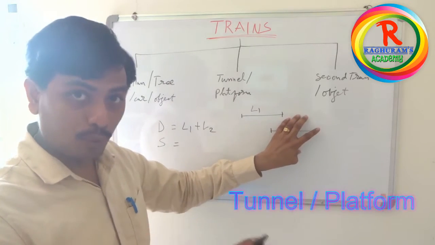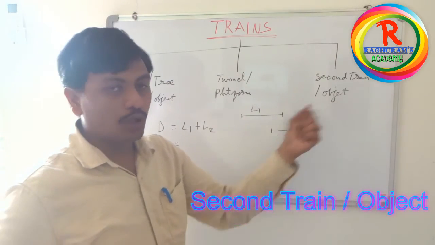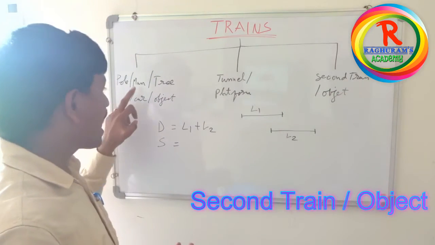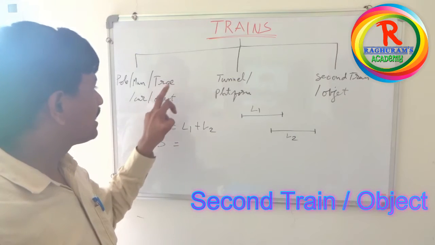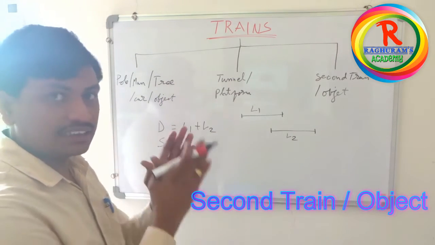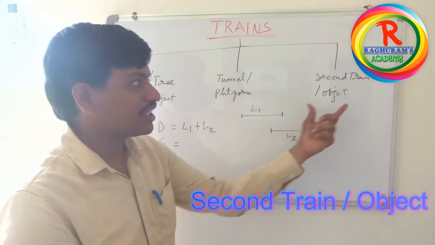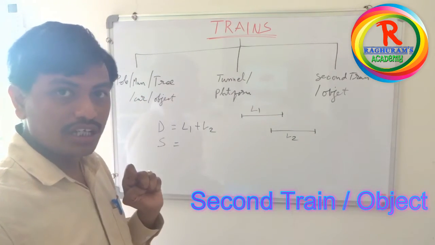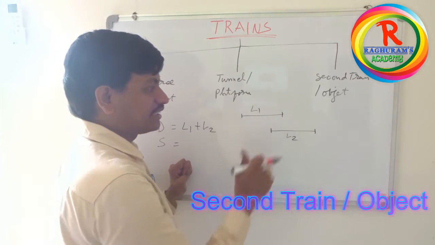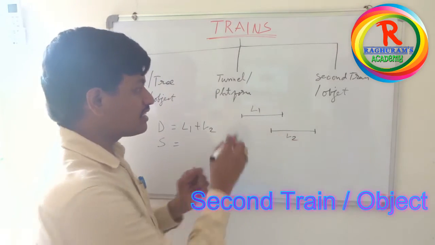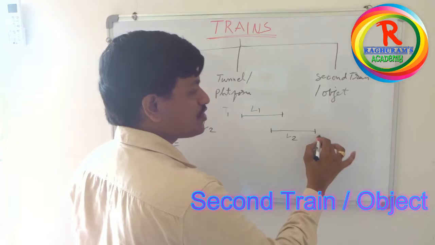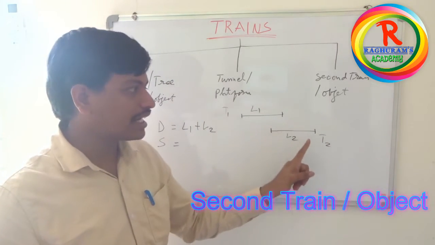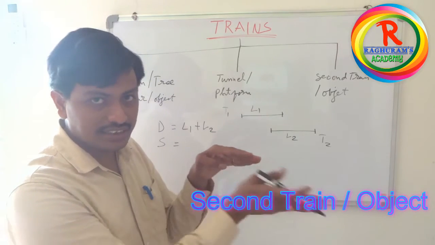In the third type of problems, we get a second train or an object. The object can be a man or a car. We don't take a tree or pole because it does not move. Here we take a moving object, which can be a man or a car. Suppose a train is going like this, this is train 1 and this is train 2. Train 1 is going in some direction and train 2 is coming in the opposite direction or the same direction.